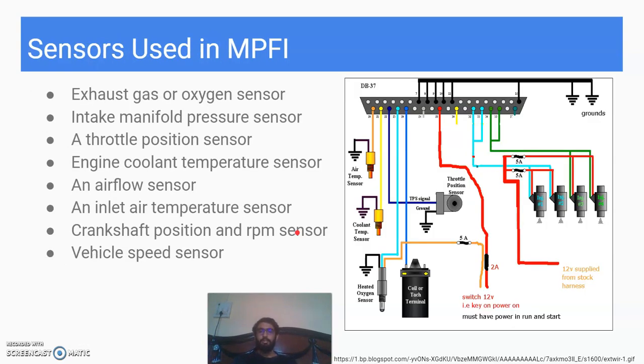So here are some sensors used in MPFI, which include the exhaust gas sensor, intake manifold pressure sensor, throttle position sensor, engine coolant temperature sensor, airflow sensor, inlet air temperature sensor, crankshaft position and RPM sensor, and vehicle speed sensor.